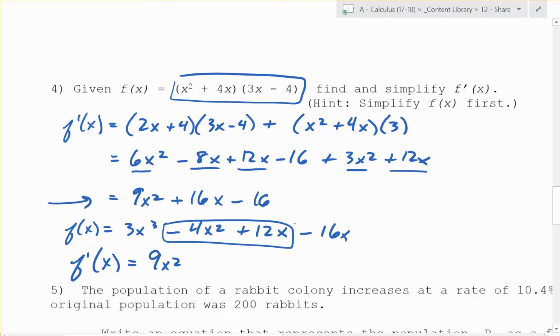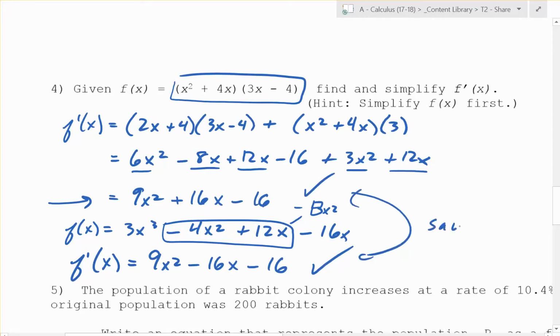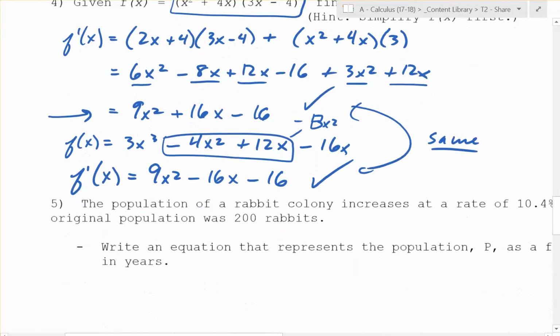Combine these two and you end up with 8x squared. So that's going to be minus 16, negative x minus 16. So you end up with the same thing. These are the same. So you can multiply it out first sometimes if it's going to be pretty easy.